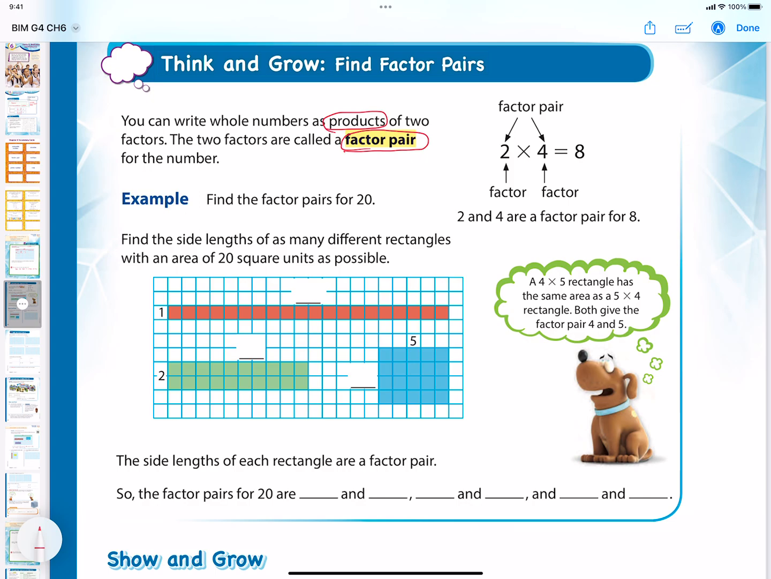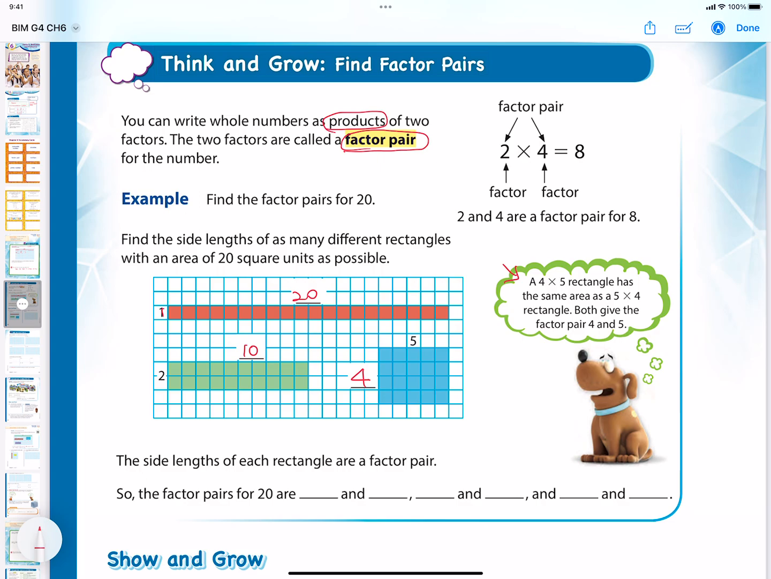Now find the side lengths of as many different rectangles with an area of 20 square units as possible. So 1 times what? 20, of course, will make 20 square units, okay? And 2 times 10 will make 20 squares. And 4 times 5 will make what? Yes, 20 squares. So here, please take a look. A 4 times 5 rectangle has the same area as a what? 5 times 4 rectangle. Both give the factor pair 4 and 5. So you don't have to write down 4 and 5, 5 and 4. They are the same when it comes to factors.